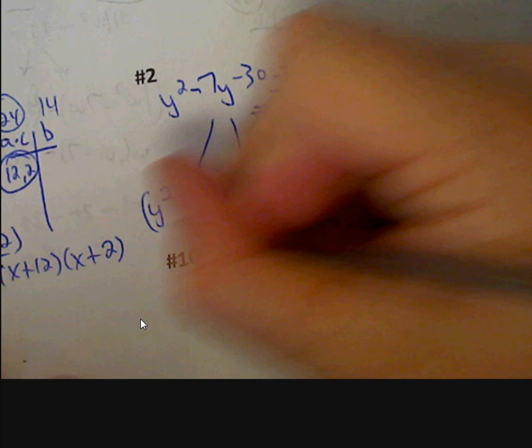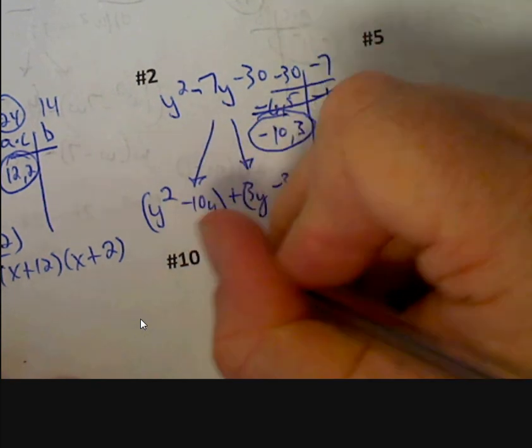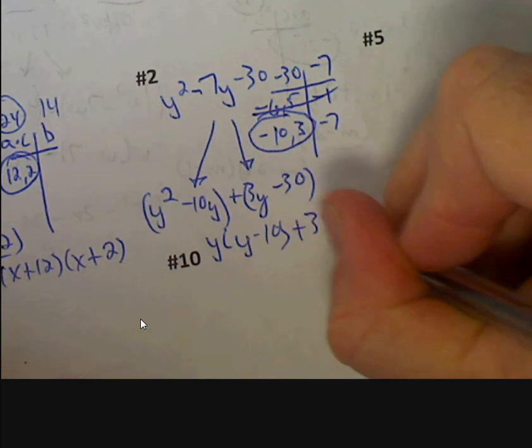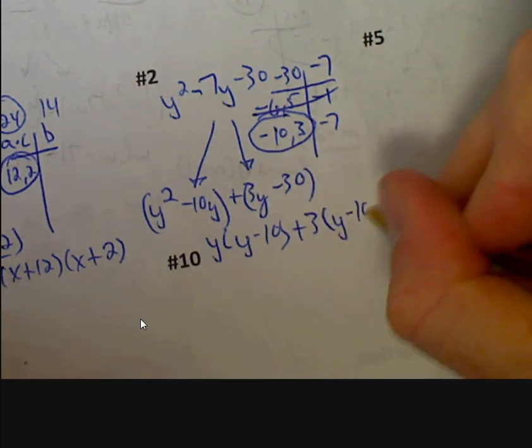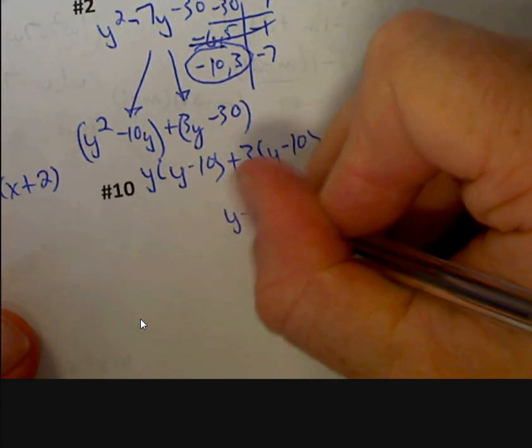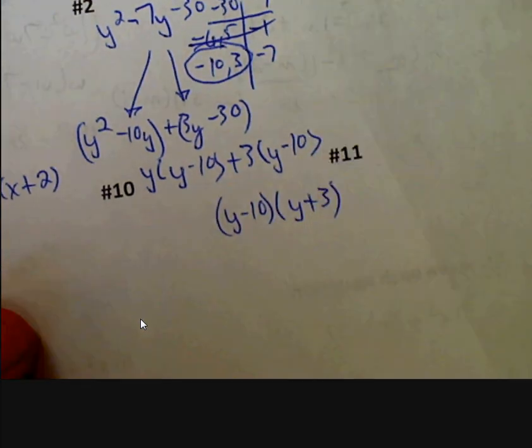Now I can go ahead and I can group. I can take a y out, which is y minus 10. I can take a 3 out, which is y minus 10. Y minus 10 matches, so I get y minus 10 and y plus 3.